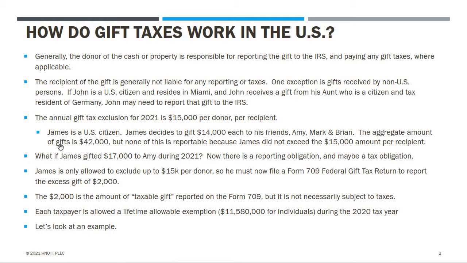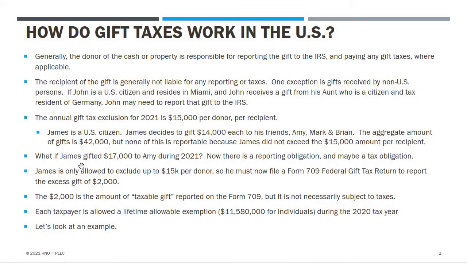So here we have an example. James is a U.S. citizen. He wants to give $14,000 each to his friends, Amy, Mark, and Brian. He's feeling really generous. So the aggregate amount of gifts that James made is $42,000, right? So it's the $14,000 times 3 people. But none of this is technically reportable because the $14,000 per person falls under that $15K amount. So in this fact pattern here, James wouldn't have to do a Form 709, and he wouldn't have to worry about any gift tax liability for that period. So now let's get an example where it changes up a bit.